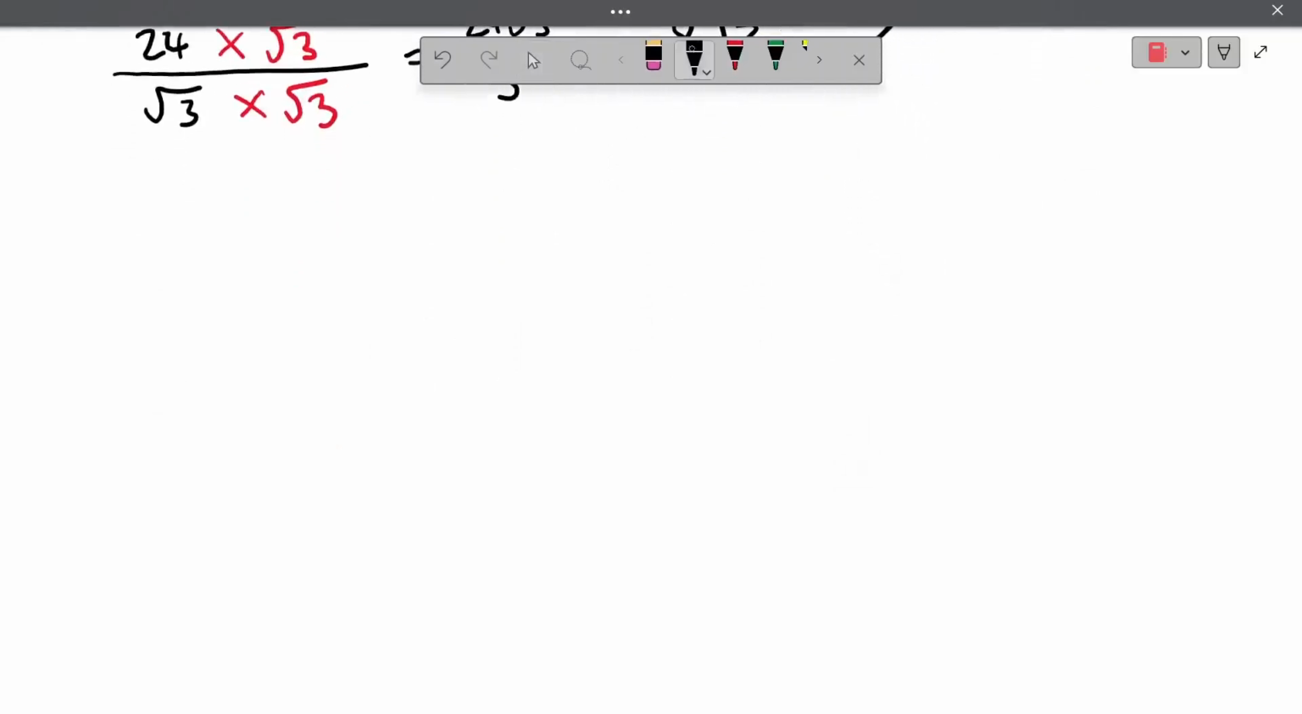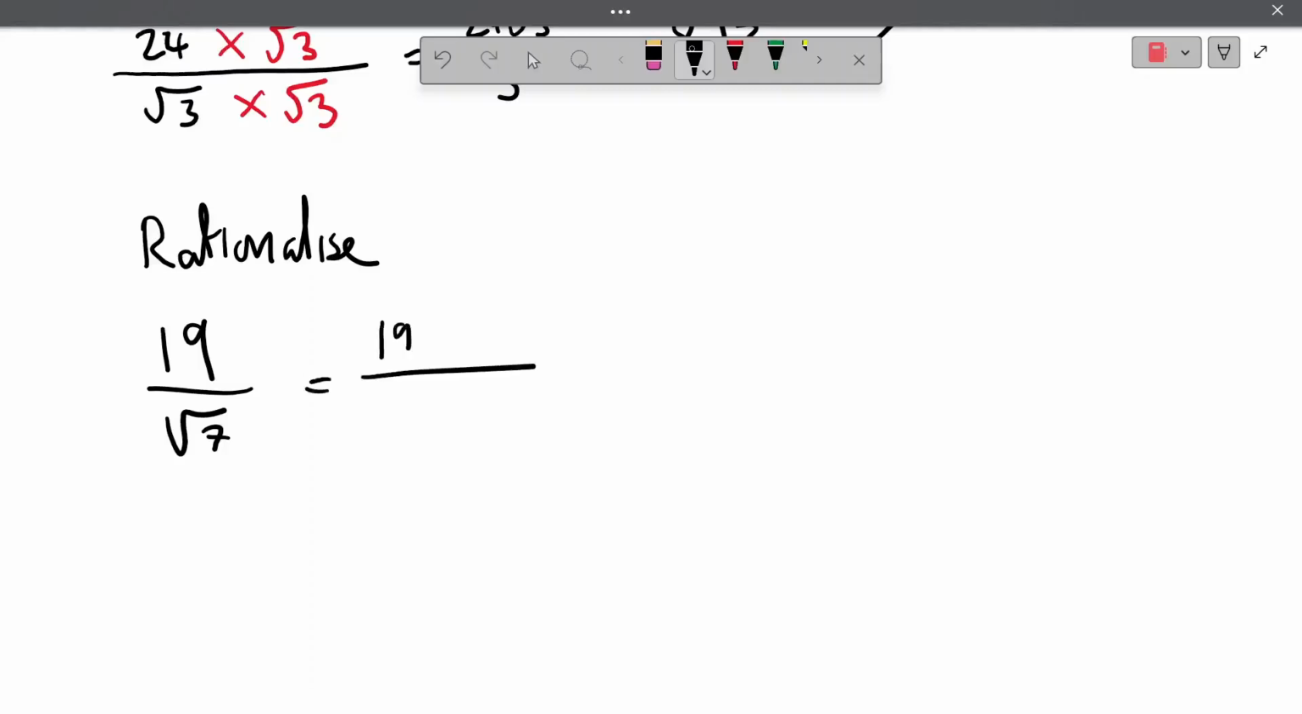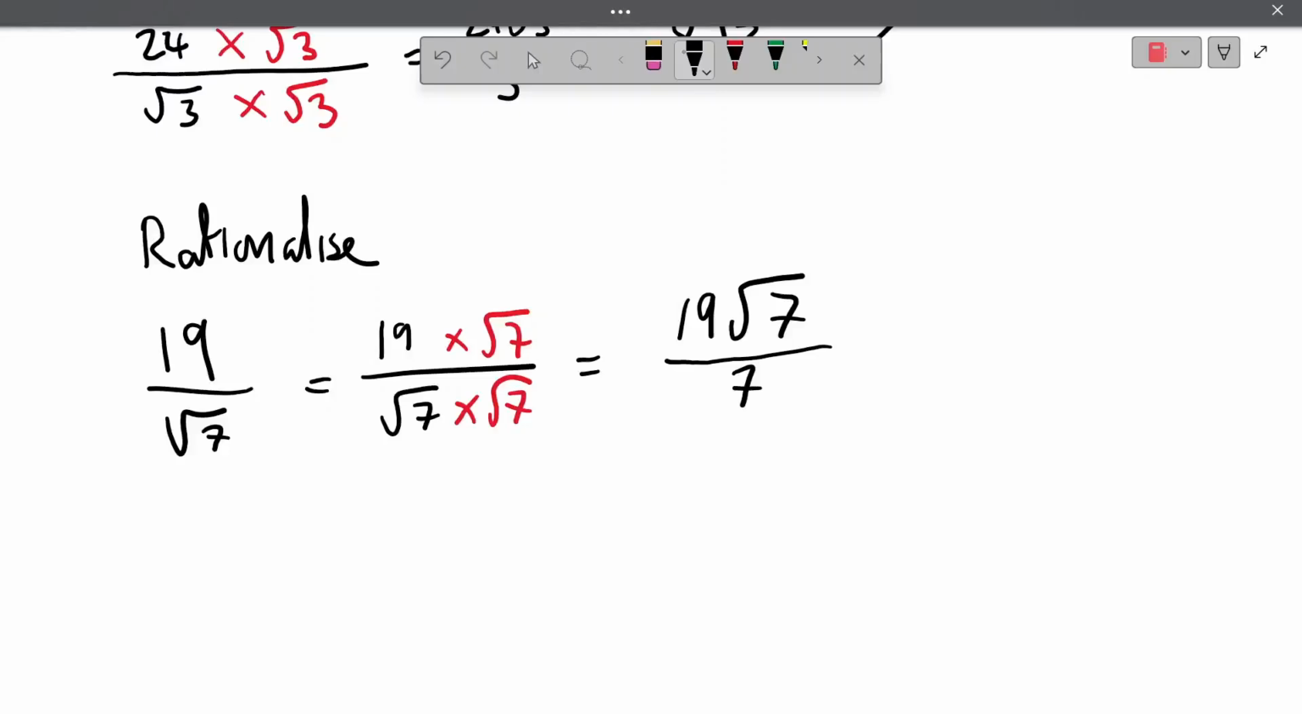We could have, let's go for rationalize 19 over the square root of 7. Well, that equals 19 over the square root of 7. I'm going to multiply that by root 7 over root 7, which gets you 19 square root of 7 over 7. Now that is rationalized. So you don't always have to simplify it down, but if you can do so. 19 doesn't divide by 7, and that is it. So I'll give you a tick, that's worth, again, a mark or two as part of these questions.